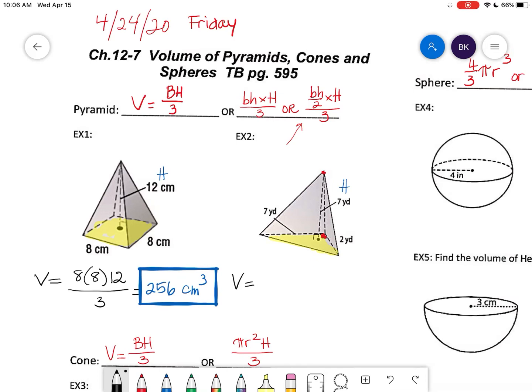So let's plug things in. I'm looking at the triangle, base times height, 7 times 2, divided by 2. That's the area of the triangle, times the height, which is 7, and everything has to be divided by 3. You can reduce 2 and 2, and 7 times 7 is 49. 49 divided by 3. Your final answer would be 16.3 yards cubed, okay?